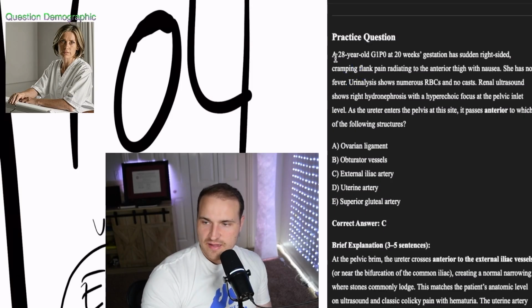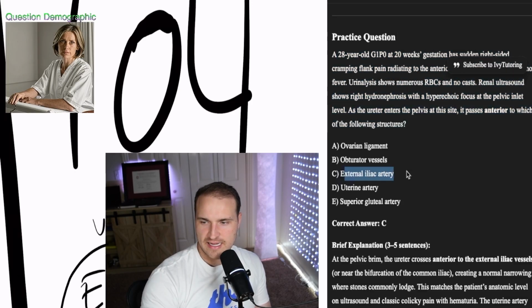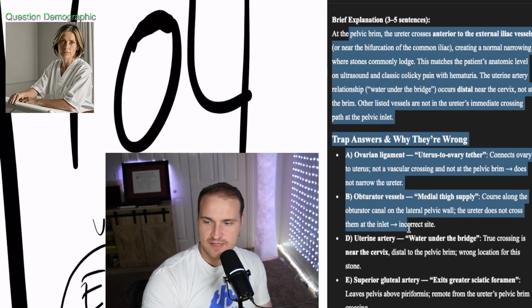So in this question, we have a 28-year-old G1P0, 20 weeks gestation, sudden right-sided cramping, flank pain, anterior thigh with nausea. No fever. Passes anterior to which structure? External iliac artery. Here's the explanation. We looked over this together.